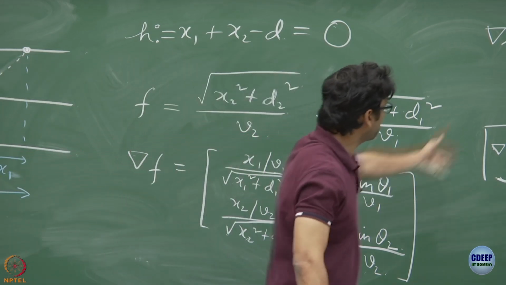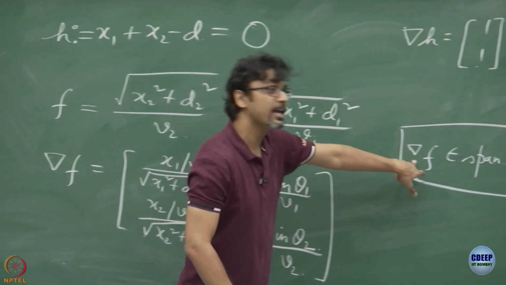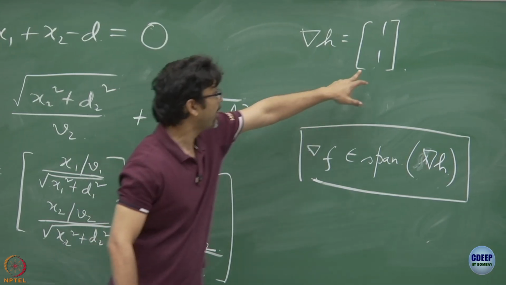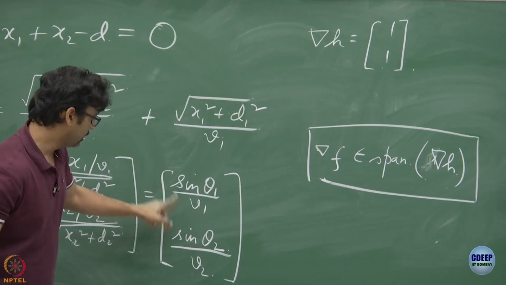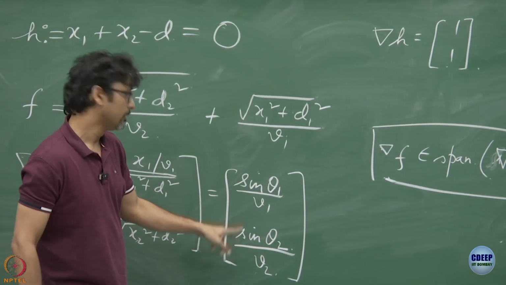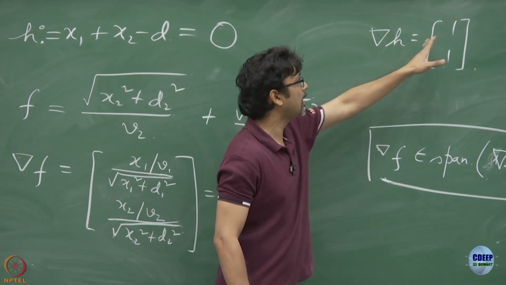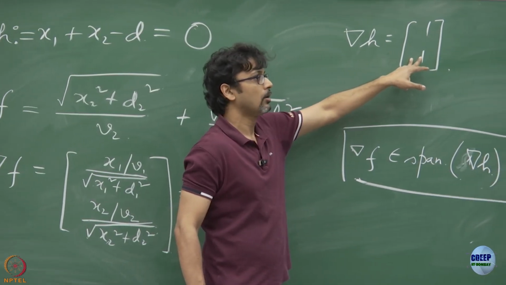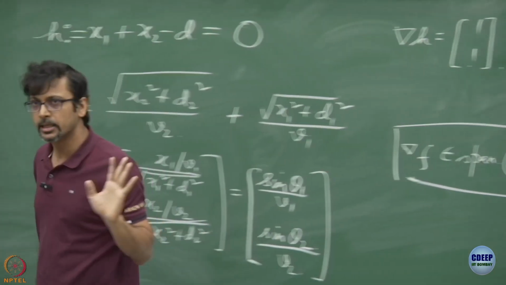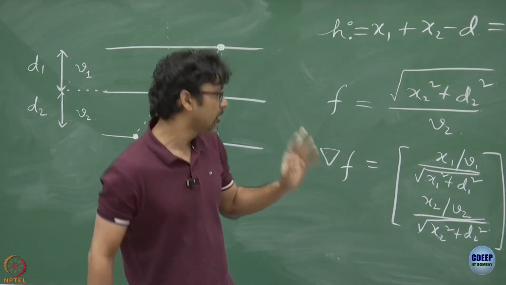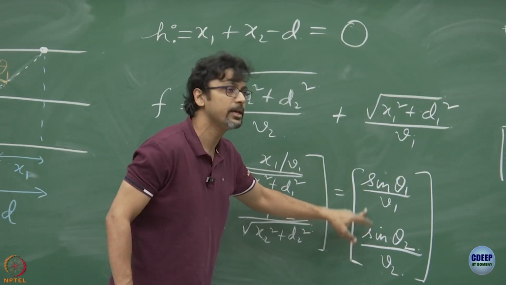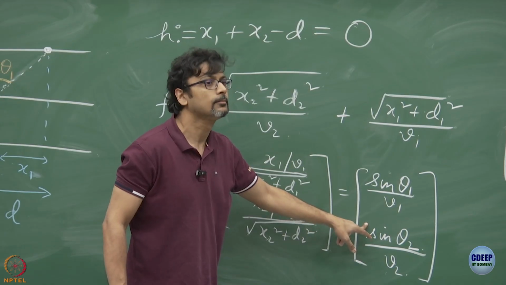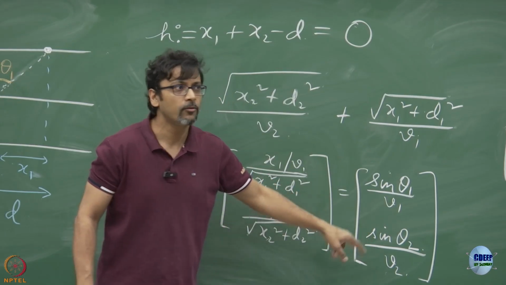Then what do we conclude from here? Because this grad f must be in the span of (1, 1), these two fellows must be equal. This is equal to some lambda times (1, 1). So this is lambda, lambda. No matter what the actual value of lambda is, the fact is that these two must be equal. Isn't that the law of refraction that we know?